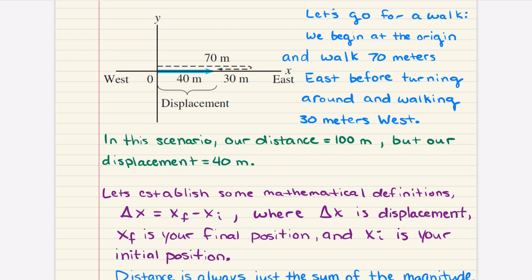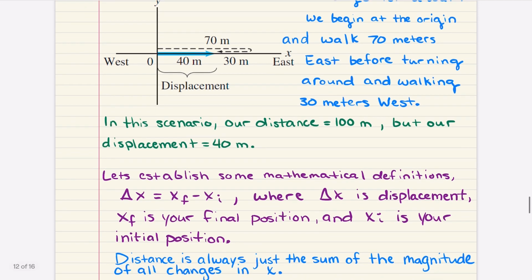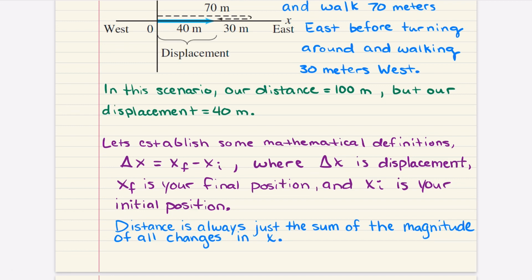Now, delta x is our displacement, x sub f is our final position, and x sub i is our initial position. Moving forward in this series, you're going to see that the subscript f generally means the final value for something, and the subscript i generally means the initial value for something. Distance is always just the sum of the magnitude of all the changes in x. So in this case, 70 plus 30, that was our distance.